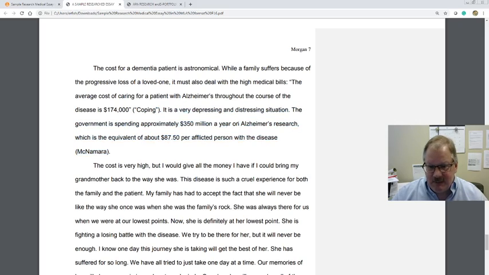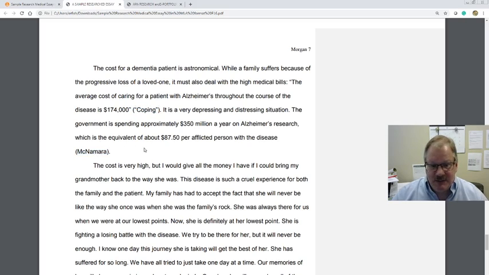Again, whenever I see numbers like this, $350 million, $87.50, she got that information from somewhere. She has to cite that source, and she does. She's telling us it's come from McNamara. It's not in quote marks because it's someone's name. Up here, this is the article title. That's why it's in quote marks.